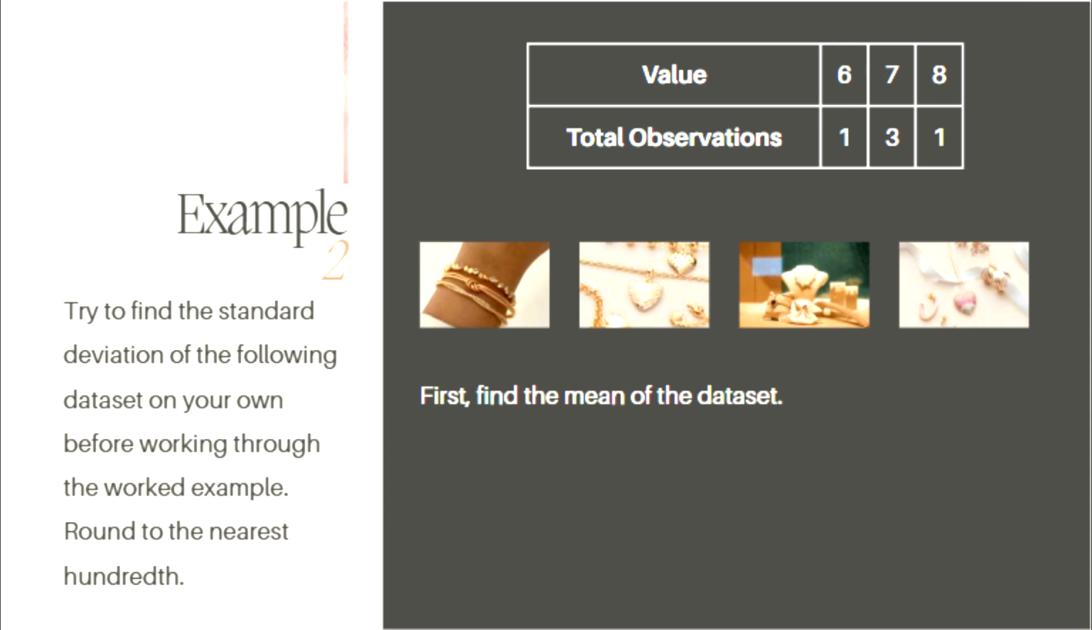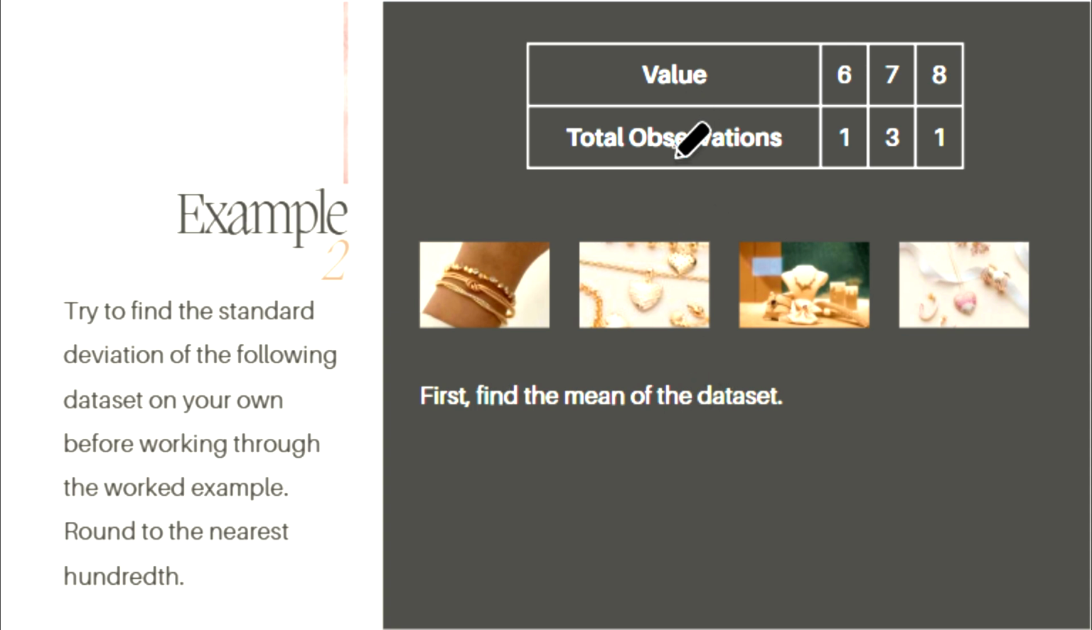Here's example number 2. Try to find the standard deviation of the following data set on your own before working through the worked example, round to the nearest hundredth. Okay, so if you didn't write down those steps, you can pause the video, go back, write down those steps. Right now, pause the video, try to solve this on your own, and then come back. If you can solve this on your own, then you can skip all of the next slides until we hit the practice and quick check questions, which look very different. They're a solid background. There's no pictures. Okay, so try to solve this on your own and then come back.